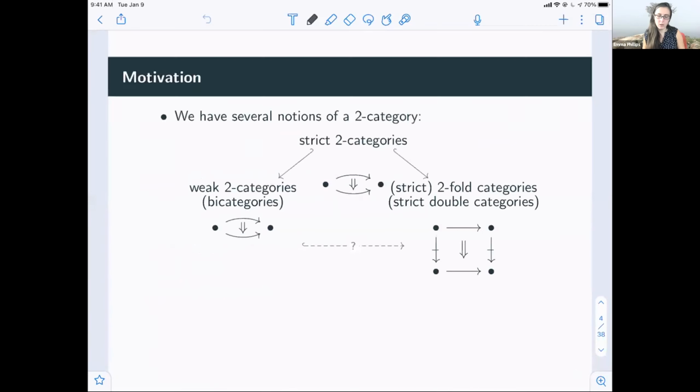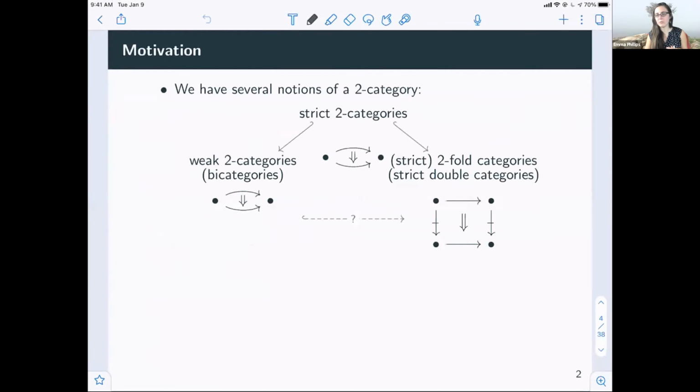So in general, we have several notions of what we might mean when we talk about two-categories. We have strict two-categories, we have weak two-categories or bicategories, and then we have strict twofold categories or strict double categories. Very quickly, I'm going to stop saying strict double categories, but for our sake, when we say double categories, they're always strict, meaning that the horizontal composition is strictly associative and strictly unital. So we know that we can see strict two-categories as living inside bicategories and living inside double categories.